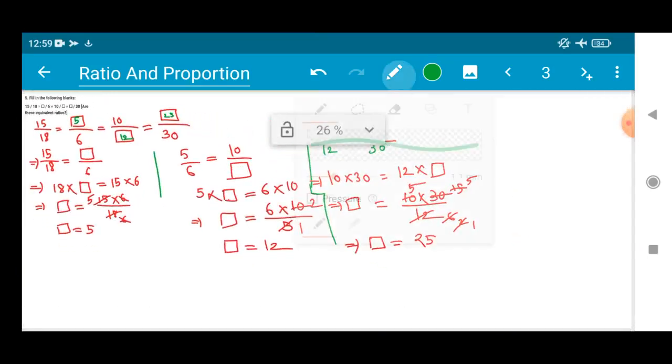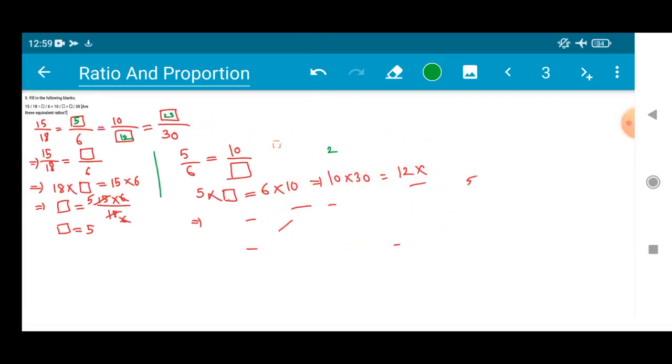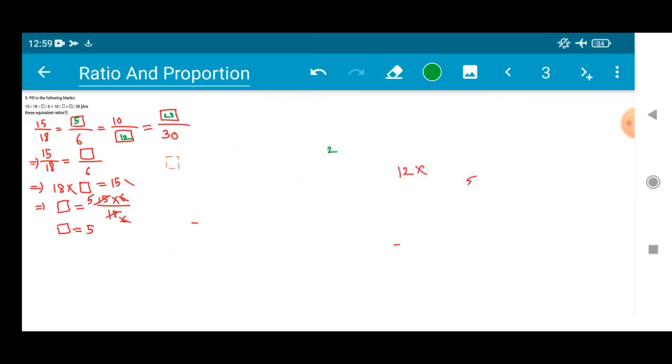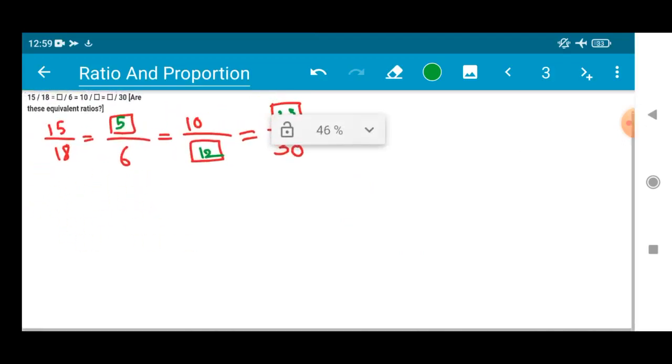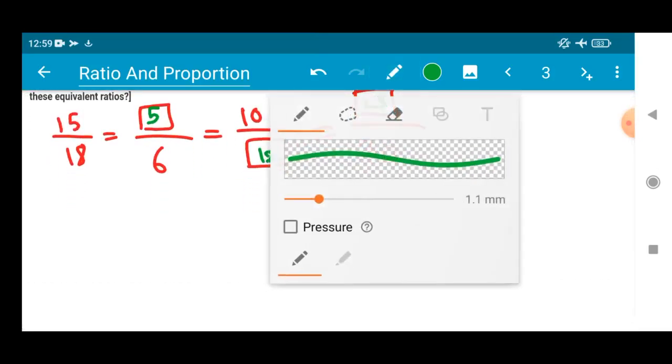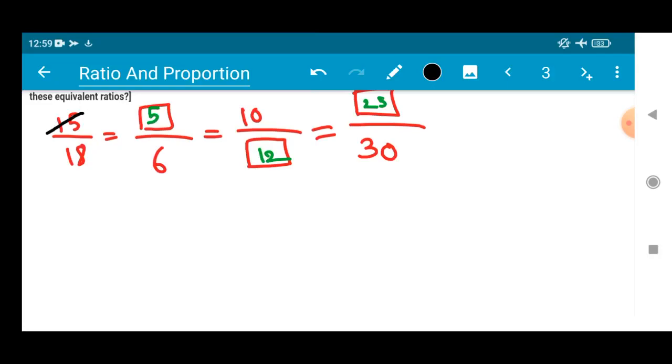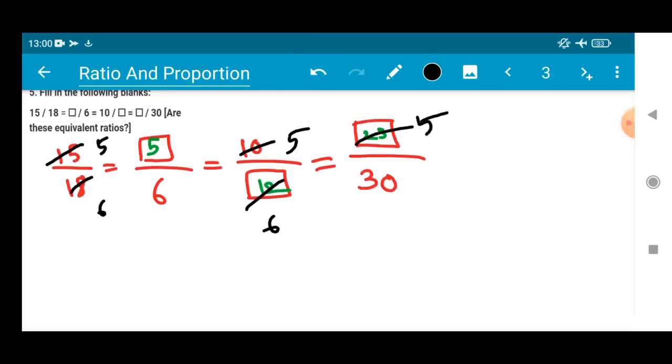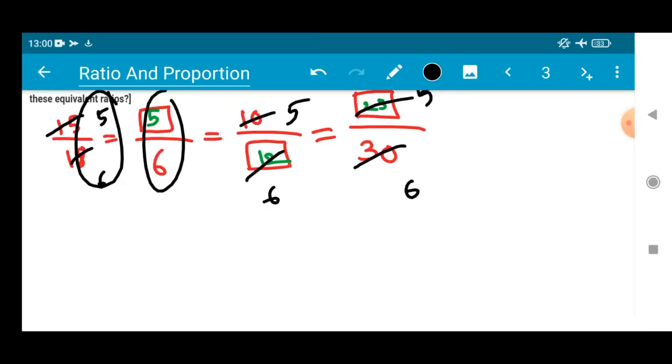Now my work to fill the boxes is complete. Now I should check whether these ratios, these fractions, are equivalent ratios or equivalent fractions or not. So 15 by 18, if I reduce it, 3 5s are 15, 3 6s are 18. Similarly, 2 5s are 10, 2 6s are 12. I cannot reduce this because this is already in the reduced form. 6 is not a prime number, but it cannot be divided with the same number. Now next, 5 5s are 25, 5 6s are 30. Now everyone is having 5 by 6, 5 by 6, 5 by 6.